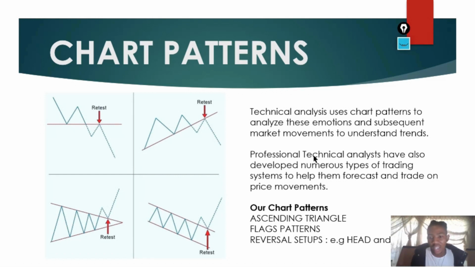So professional technical analysts have also developed numerous types of trading systems to help them forecast and trade price movements, like the strategies that we apply. I told you, as long as you know how to apply your tools, you can reach your desired results. So what we use is the ascending triangle. That is the one that you see here. We use flags. Okay, I don't have a flag here. Let me show you what a flag looks like.